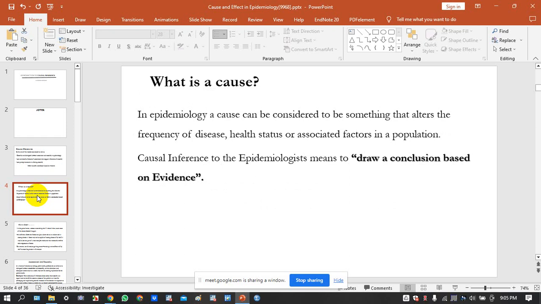Okay, so what is a cause? In epidemiology, a cause can be considered to be something that alters the frequency of disease, health status, or associated factors in a population. So causal inference, according to the epidemiologists, means to draw a conclusion based on evidence. And the evidence is the scientific data that you have, the data you collected for your analysis, the samples you ran. That is the evidence.